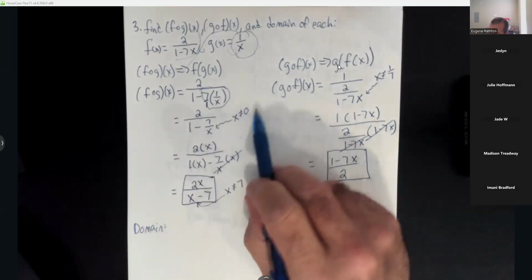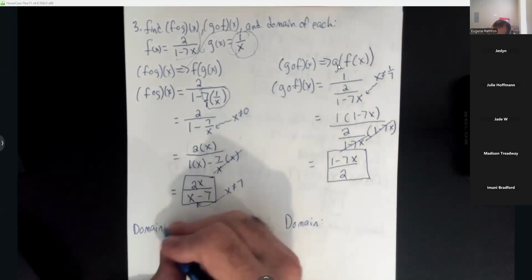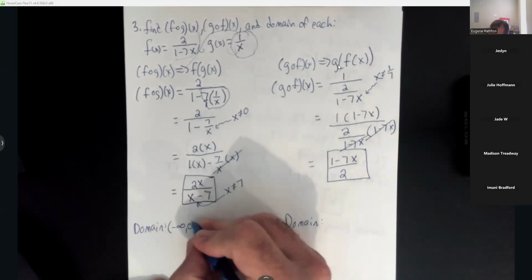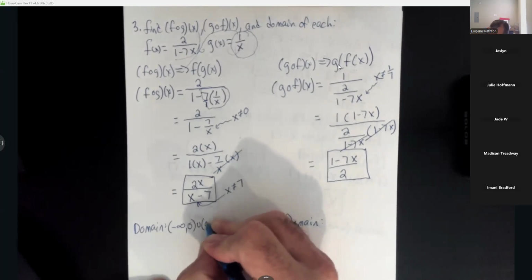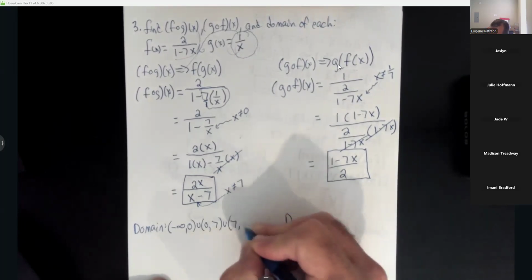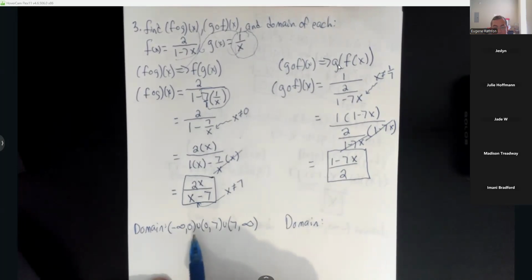Now remember, on this one, I said x could not equal 0, x could not equal 7. So your domain will go from negative infinity to 0, union 0 to 7, union 7 to positive infinity. So you had to kick out two numbers. You got two unions on this one.